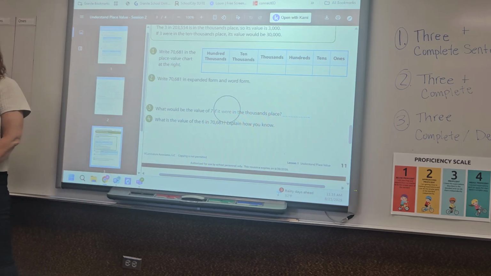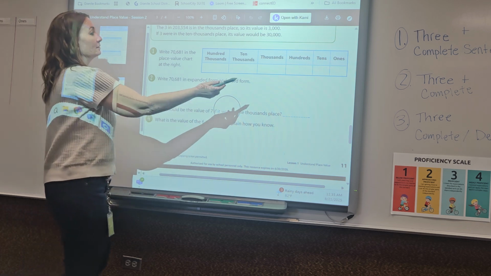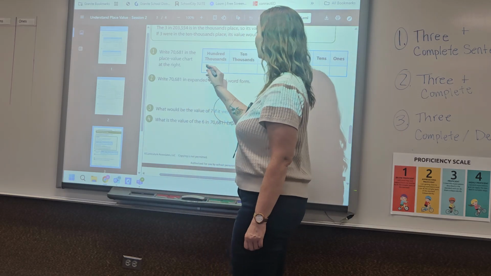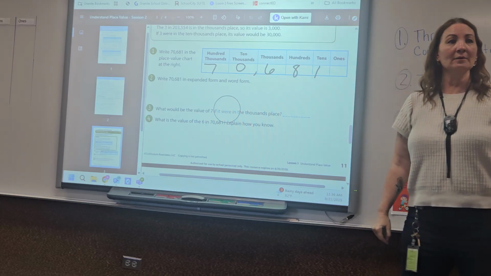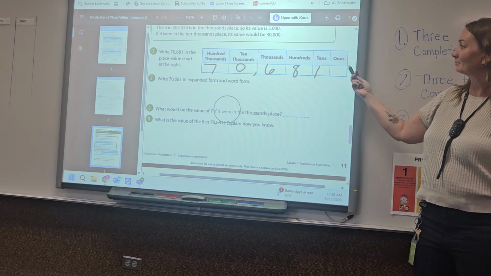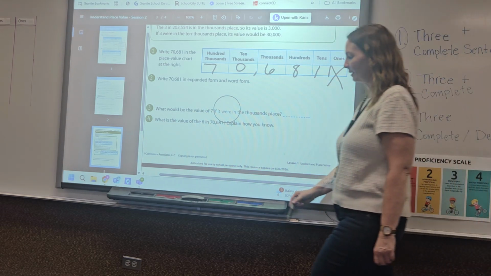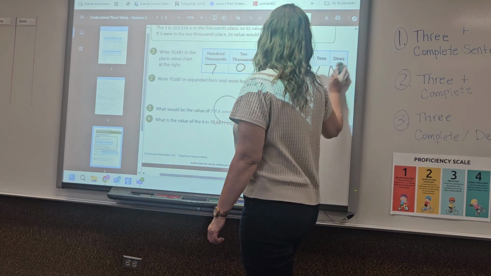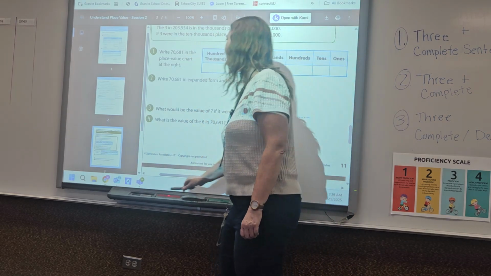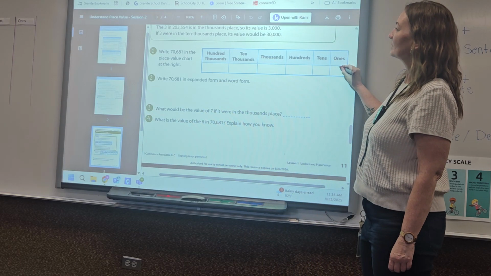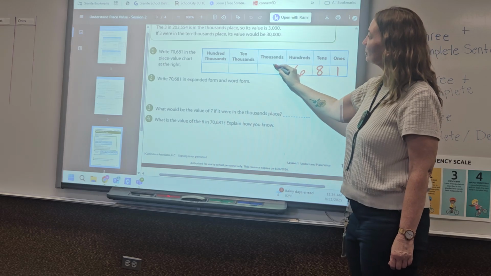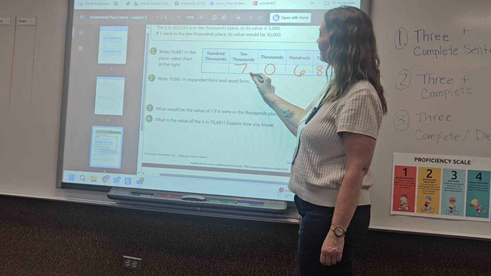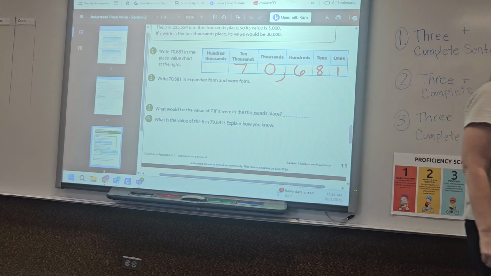You know what mistake I see lots and lots of kids do? Watch. Instead of starting at the ones place, they start over here and they just put the number in like this. Does that work out? No, because then nothing's here and there has to be something there. So, I always start with this ones place. There's 1 one, 8 tens, 6 hundreds, 0 thousands, 7 ten thousands, and put the comma in the right place.